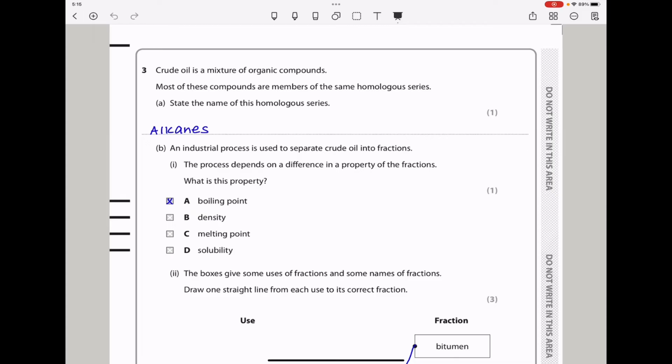Question 3, crude oil is a mixture of organic compounds. Most of these compounds are members of the same homologous series.